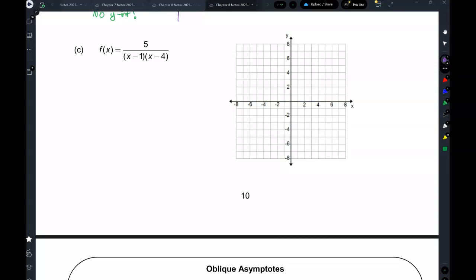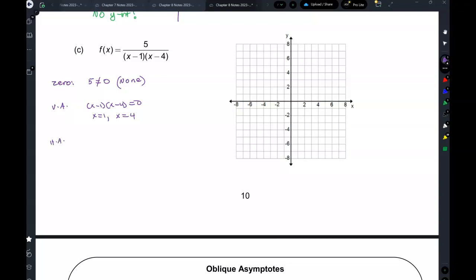So zeros. The math says to set the numerator equal to 0, but the numerator is just a constant. 5 never equals 0, so there are no zeros. Now, vertical asymptotes. You have x minus 1, x minus 4 equal to 0. Now you've got two of them. x equals 1, x equals 4.